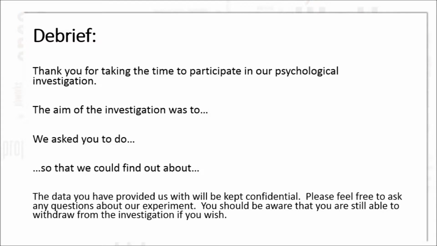The debrief is given to the participants at the end of the study. It basically tells them what the investigation aimed to find out. It gives them some information on what they were asked to do and how that ties into the context of the investigation. At the end of the debrief, the participant will be reminded that their data will be kept confidential and that they can ask any questions if they wish to, and that they should be aware that they are still able to withdraw from the investigation at this point if they wish to.